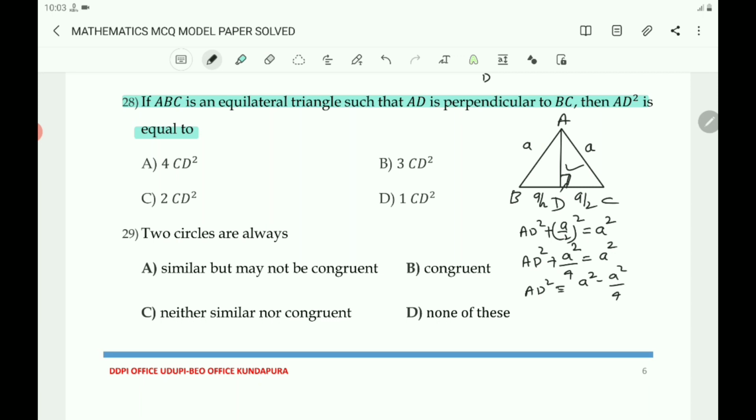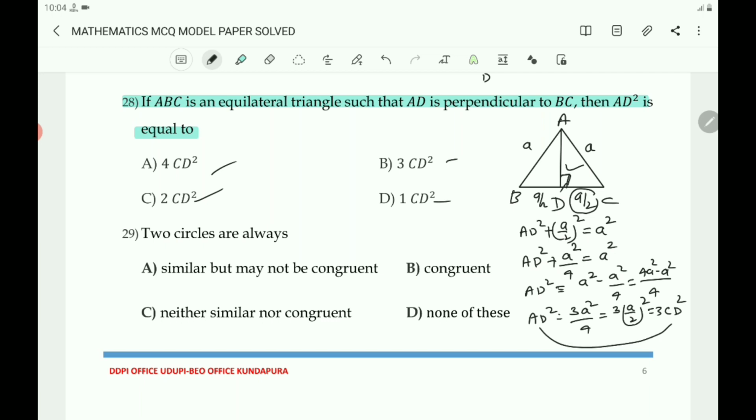Here you take the LCM. LCM is 4. Then it becomes 4a square minus a square, so AD square equals 3a square by 4, which equals 3 into a by 2 whole square. And here you have taken a by 2 as CD. CD may be there, BD may be there. Here BD is not there, all are in CD. So that becomes 3 into CD square.